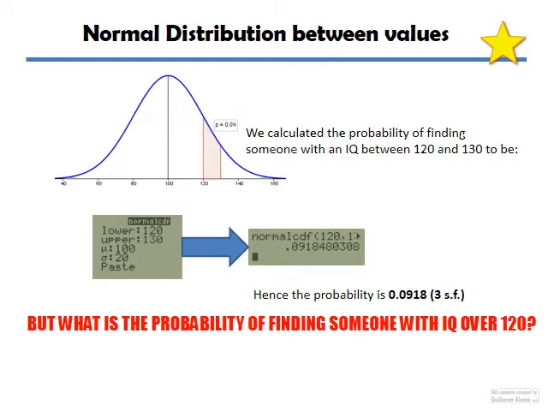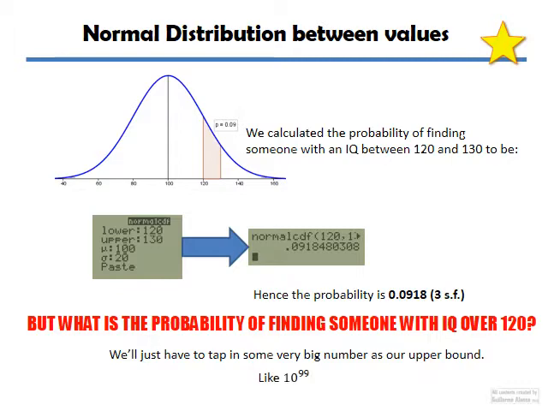Here's the first important question. How do I find out the probability of finding somebody with an IQ over 120? Now, what is the upper bound then? What do I have to put here? I'm simply going to put a big number. Any really big number. And this is the one we're normally going to put in: 10 to the power of 99. And that's going to work. That's going to tell us the probability of finding somebody with an IQ over 120.